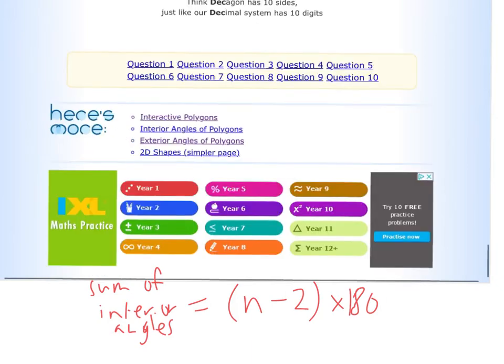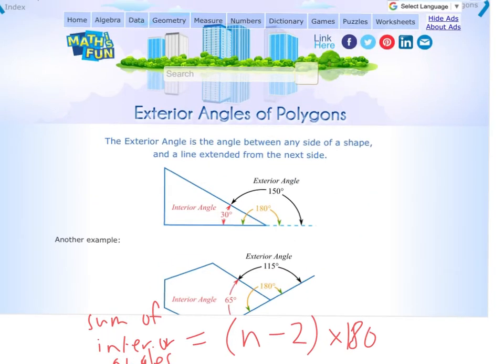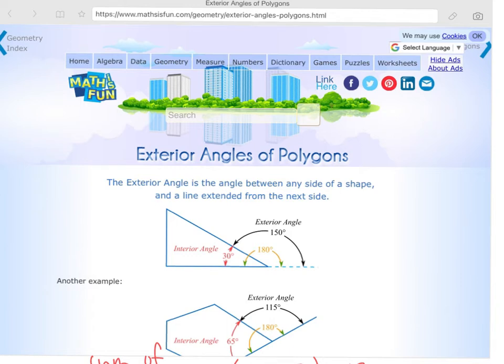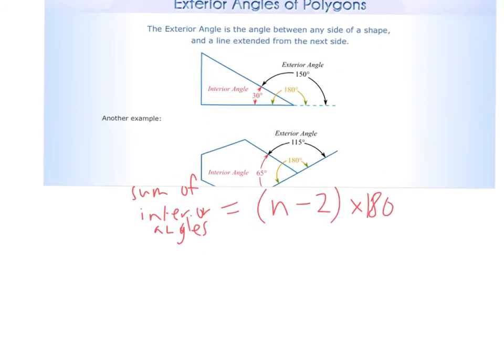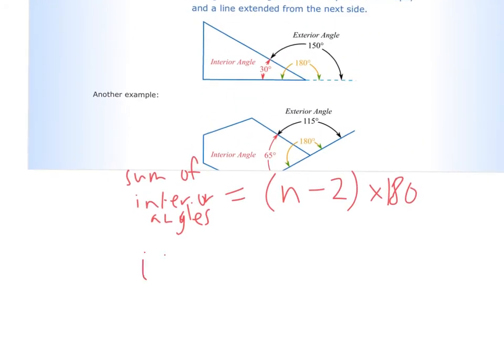Okay, exterior angles. The exterior angle is the angle between any side of a shape and a line extended from the next side. So here we've got a triangle. The interior angle is the angle on the inside. The exterior angle is the angle on the outside that would add up to 180 with the interior angle. And that's the sort of second rule that we have. I would say the interior angle plus the exterior angle equals 180 degrees.